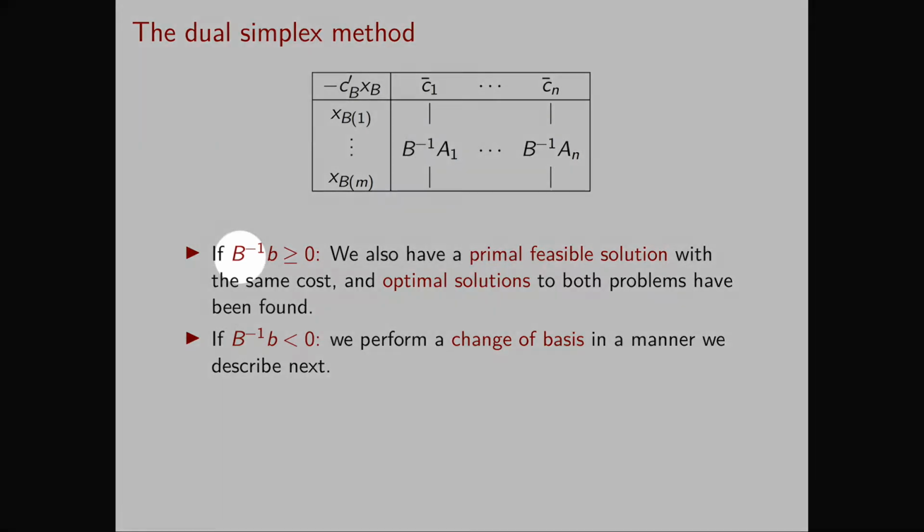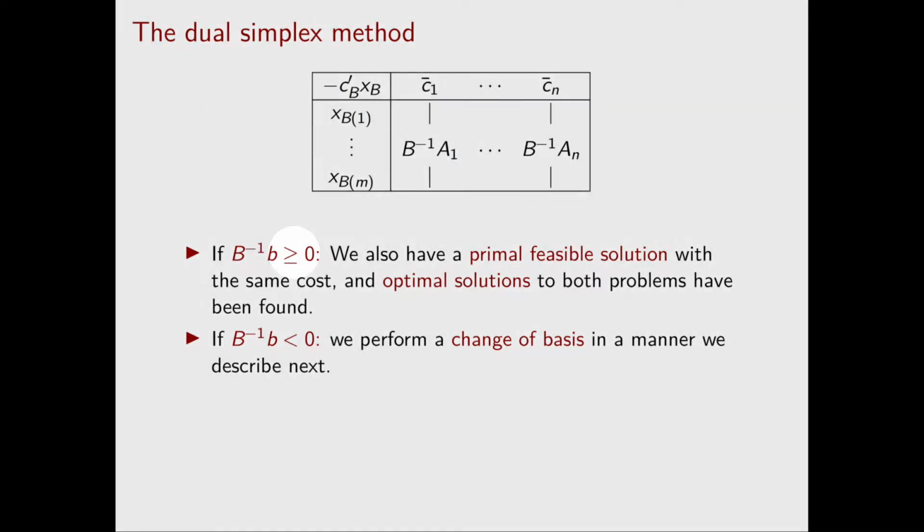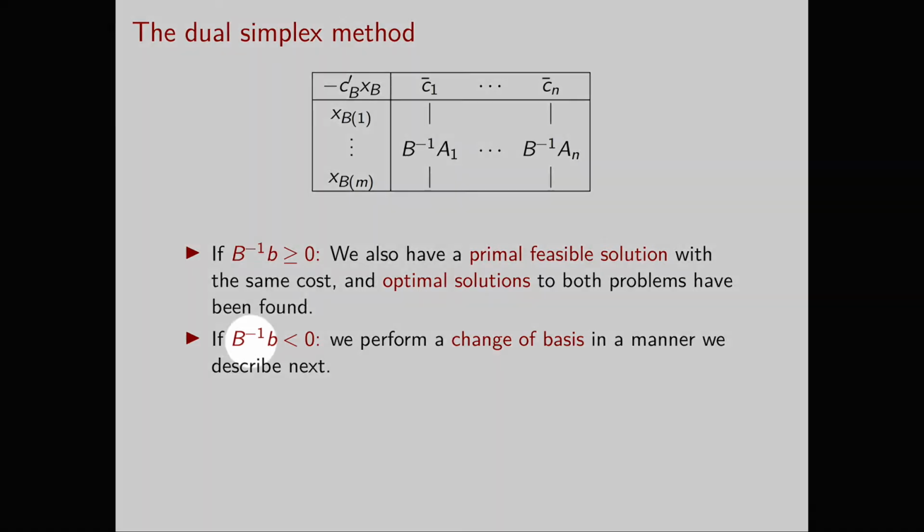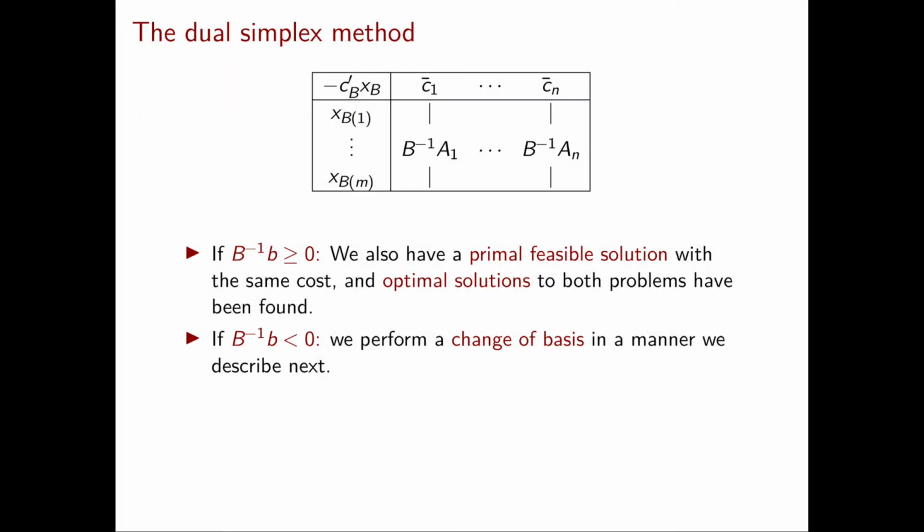In the first case, we have that B inverse b is greater than or equal to 0. In this case, we also have a primal feasible solution. Such a solution has the same cost as our dual feasible solution. This means that both our primal and dual solutions are actually optimal, and so there's no need to continue with our simplex method. The second case is when B inverse b has some negative components.